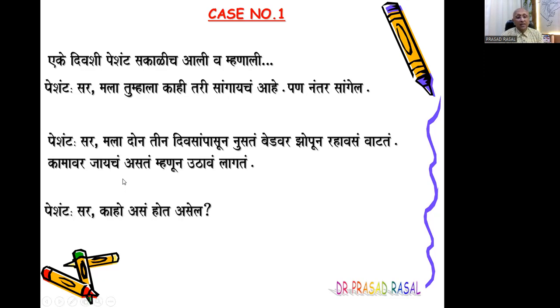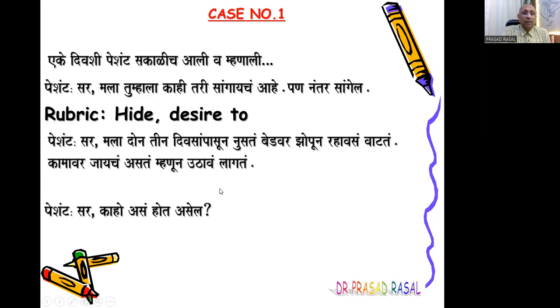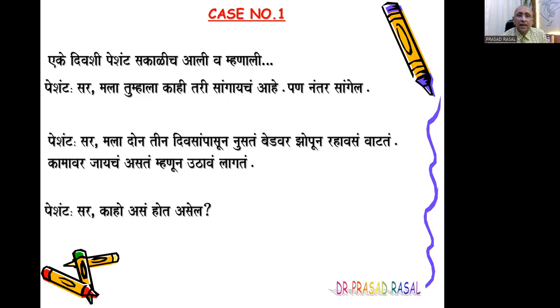Third sentence which she uttered: "Sir, का असं होत असेल? Why this is happening?" There are only three sentences, the first three sentences, and one more sentence on the next slide. So these are three important sentences. These are simple sentences, simple language, but I consider this is the state with which she entered my clinic. So I took that and converted it into rubrics.